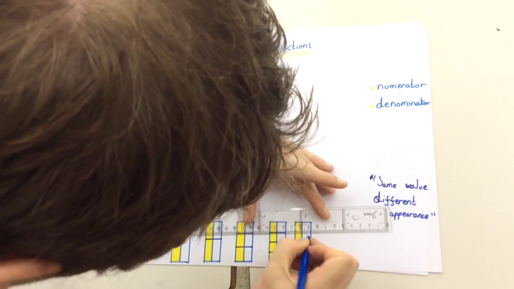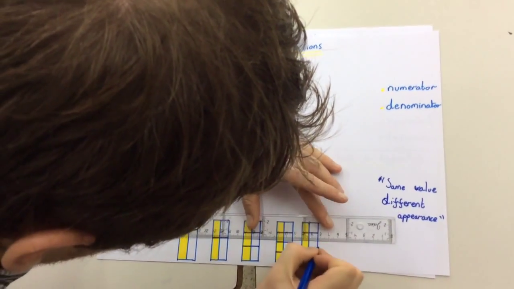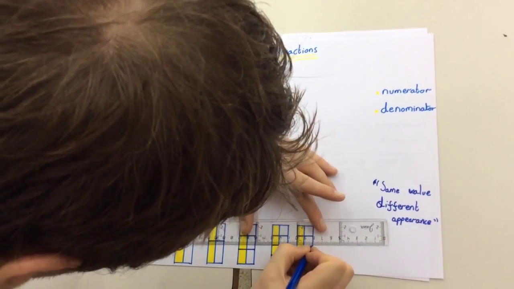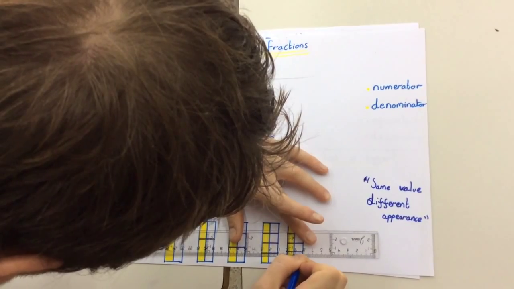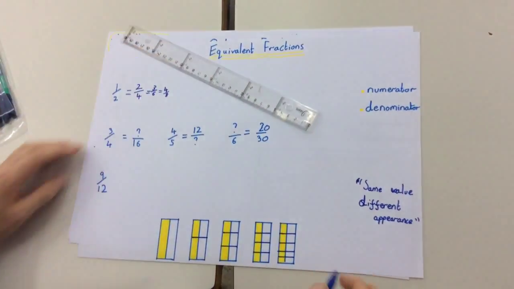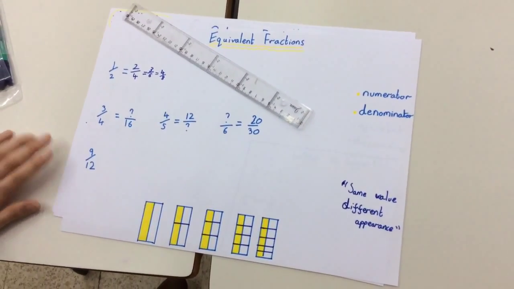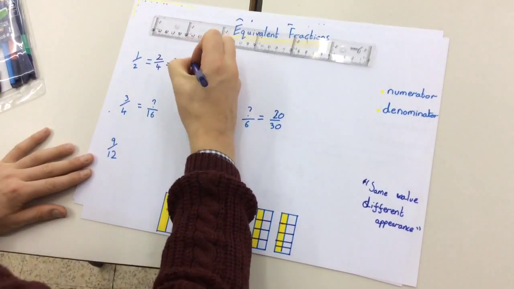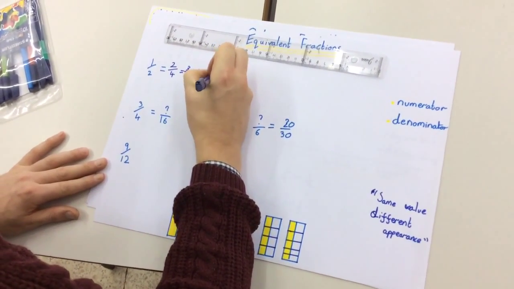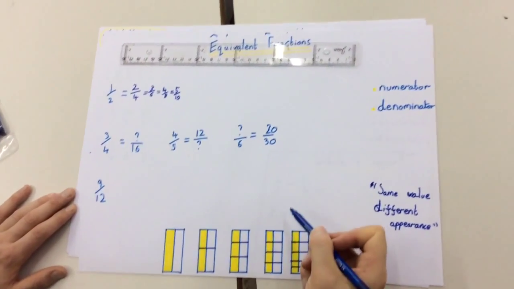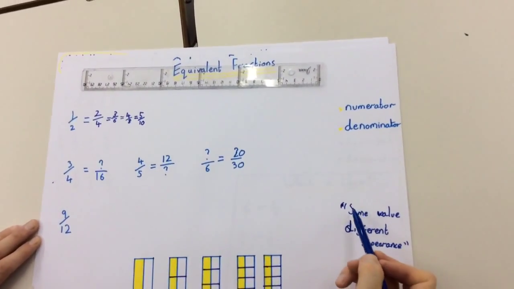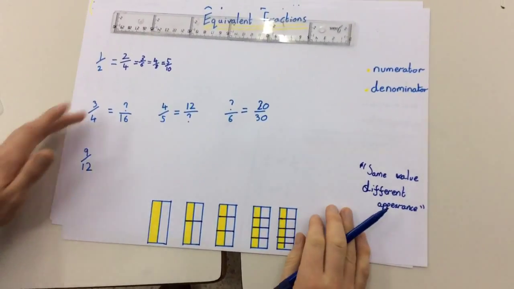Let's do a different one, which is like this. I split it into 10 equal parts, and 5 are shaded, so that's 5/10. So the same amount is shaded, but it looks different, same value, different appearance.